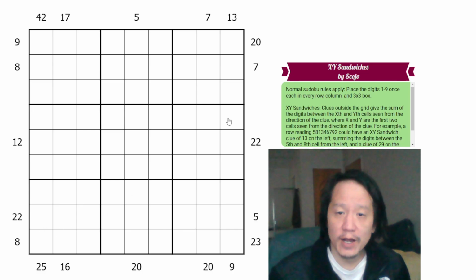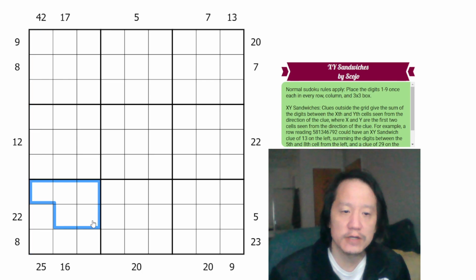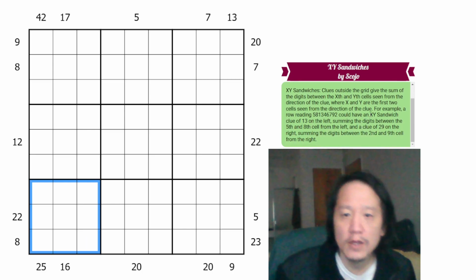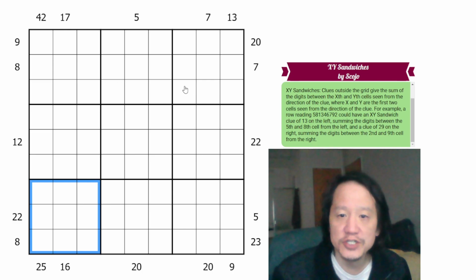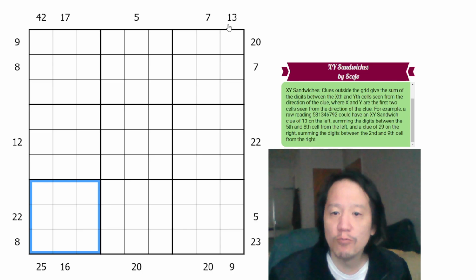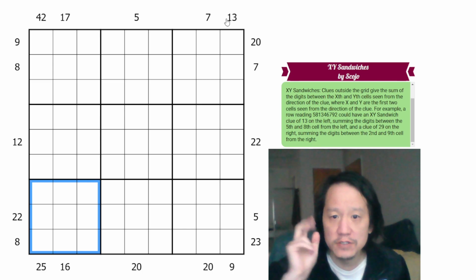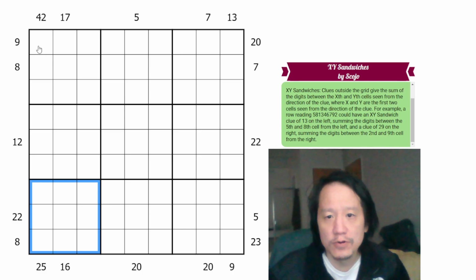Normal Sudoku rules apply. Place the digits 1 through 9 once each in every row, column, and 3x3 box. XY Sandwiches: clues outside the grid give the sum of the digits between the xth and yth cells seen from the direction of the clue, where x and y are the first two cells seen from the direction of the clue. For example, say we had a row reading, okay.